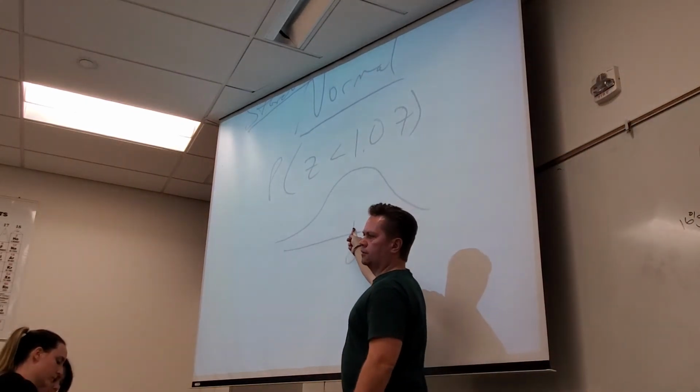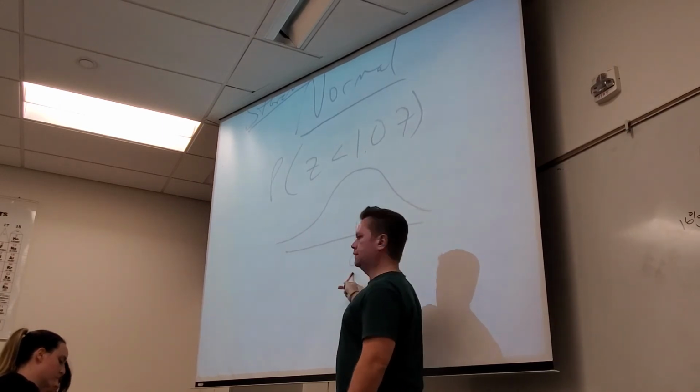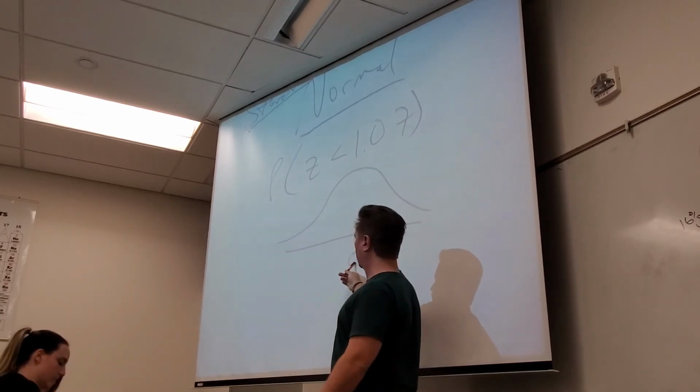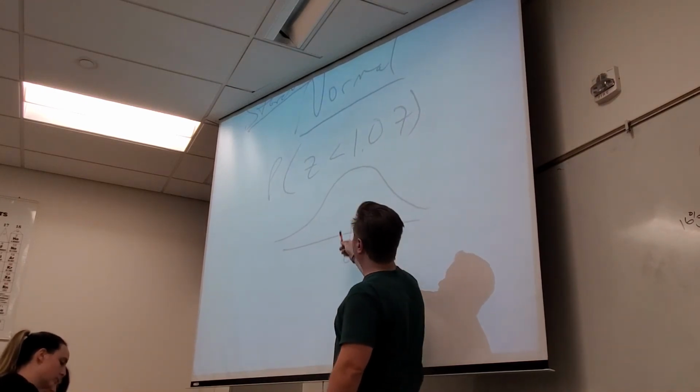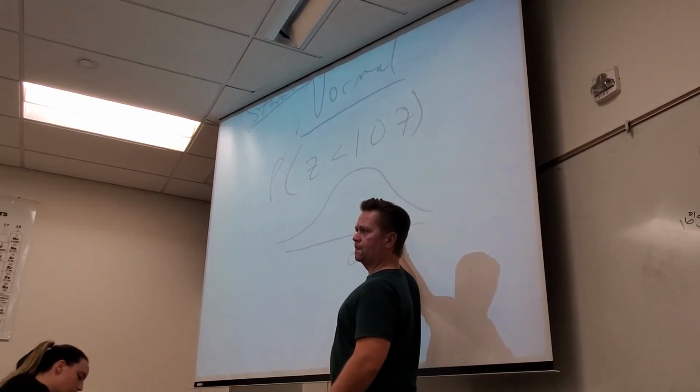Because the mean will always have a z of 0, because the z-score is the distance away from the mean in standard deviations, right? So it's 0 away from itself. So where's 1.07 go? Up here, please, dear God. Right?